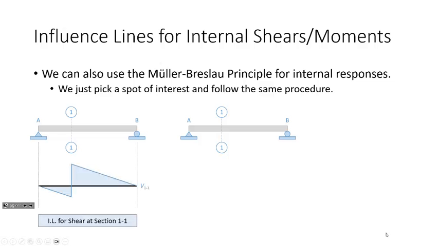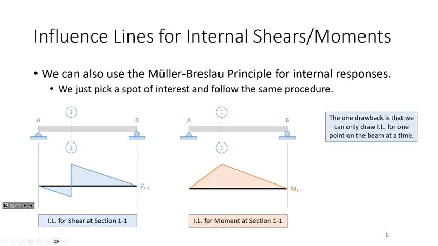Okay, and so what we do is we pick a spot of interest and we do the same thing: we remove from the structure the ability to resist the response and we move it through a unit displacement. For shears, it looks like this. For moments, it looks like this. I'm going to talk to you about how I get these in a bit, so for now I'll just tell you, this is what the shear influence line looks like, this is what the moment influence line looks like. Right now, I'm just giving you a picture as to what they look like. I'll tell you a little later about how we actually quantify that.